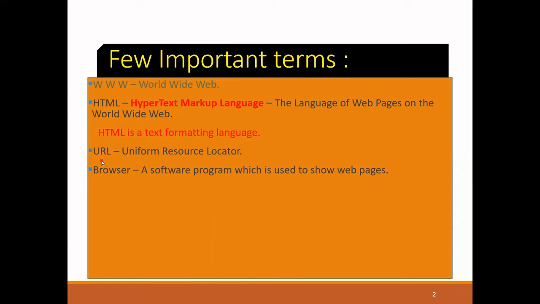Now coming to another thing, that is URL. The full form of URL is Uniform Resource Locator. Another term that we are very familiar with is browser. We know lots of browser examples. What is a browser basically? It is a software program through which we are able to browse websites. So let us read the definition: a software program which is used to show web pages or websites.